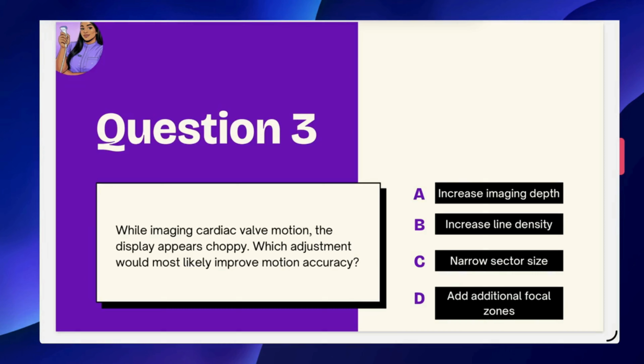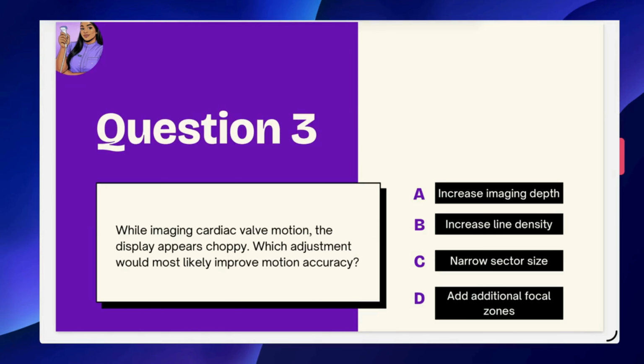on our system. If we increase our imaging depth, what are we doing? We're putting more work on the system, because that pulse has to go all the way down and come all the way back up. That's going to take longer to build a frame. If B is increasing the line density, that's more lines needed to build one frame. It's going to make temporal resolution worse.